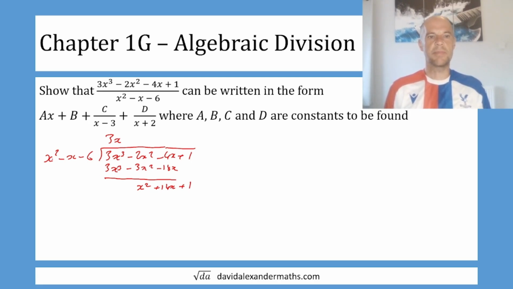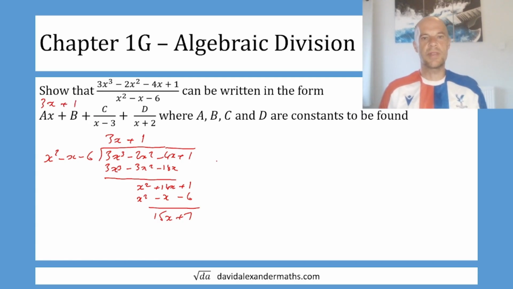Now this can be divided by the x squared minus x minus 6, because this power is not less than the x squared power. So x squared into x squared is 1. 1 times x squared is x squared. 1 times negative x is negative x, and 1 times negative 6 is negative 6. And do another subtraction to give us the remainder, 15x plus 7. Okay, so we know that ax, that is our 3x, and b is plus 1. Now we just need to deal with the fractions.